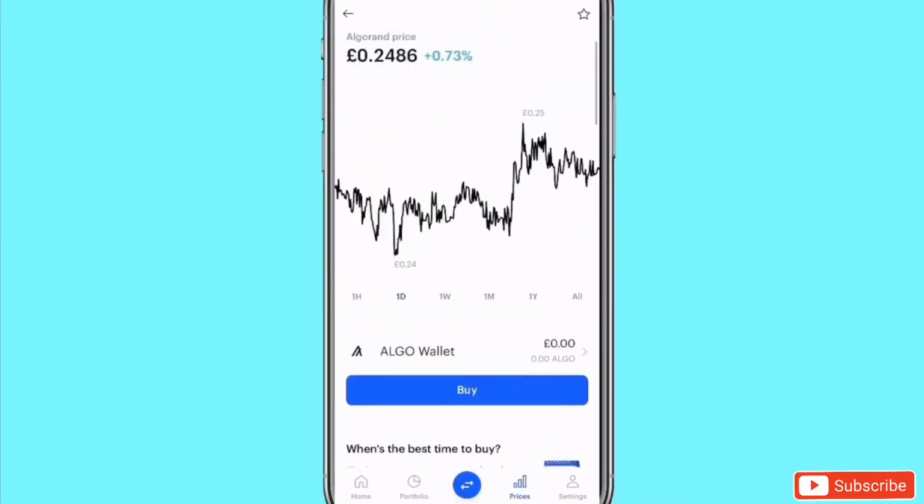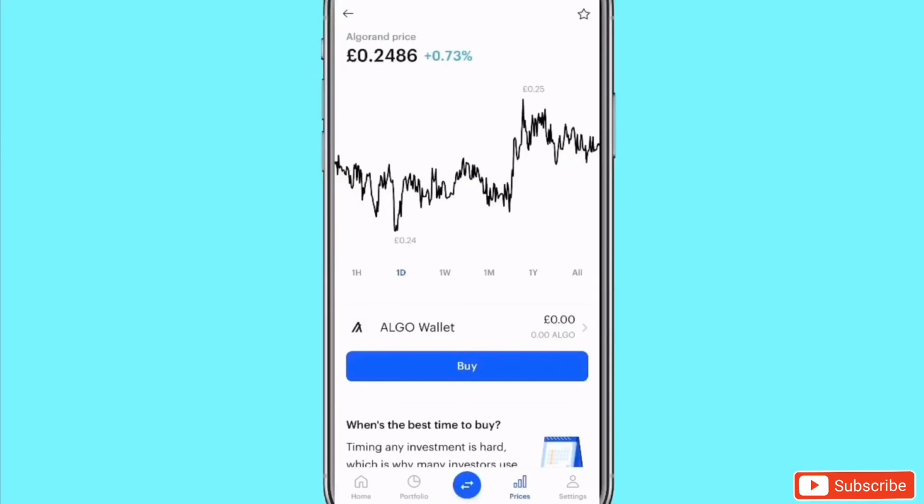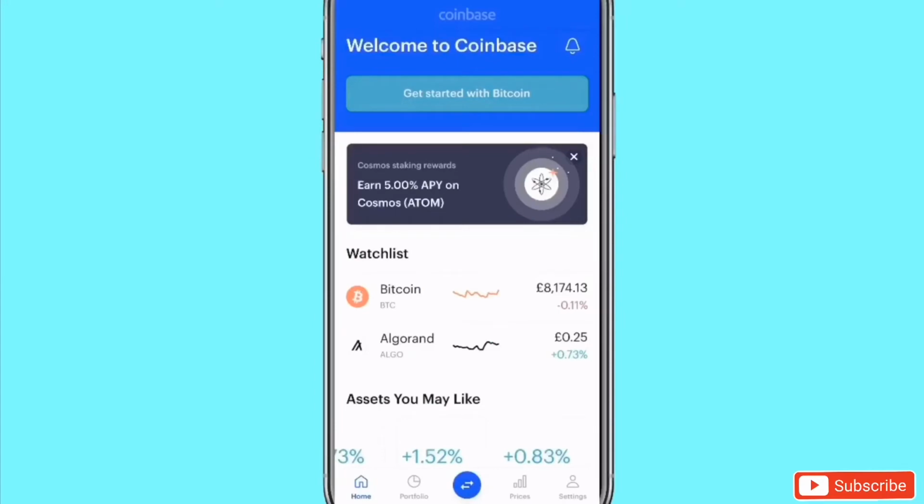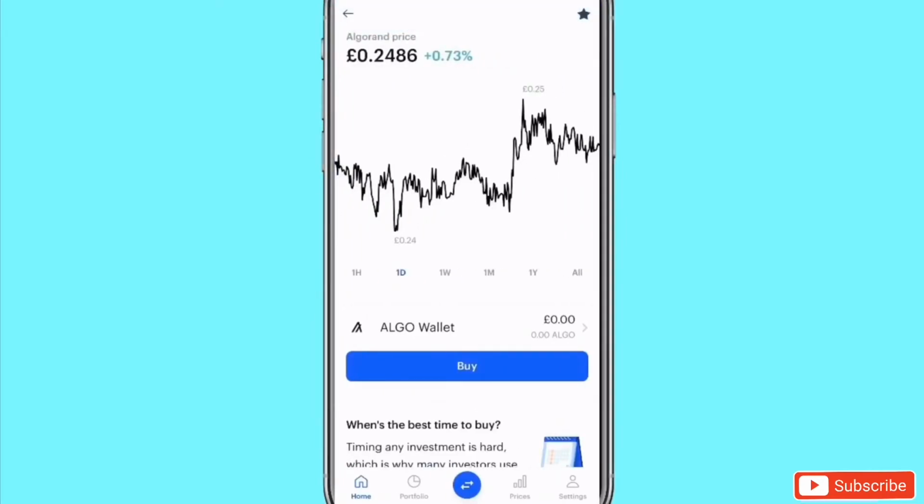Now, if you wanted to add this to your watch list as well, say I like this one, Algorand, then this little star in the corner, this would add it to my watch list. So now if I went back to my home page, you can see rather than just having Bitcoin there now, I now have Algorand. And vice versa, if I wanted to remove it, I just click back off it and then I'd click the star. And then that will no longer be on my watch list.